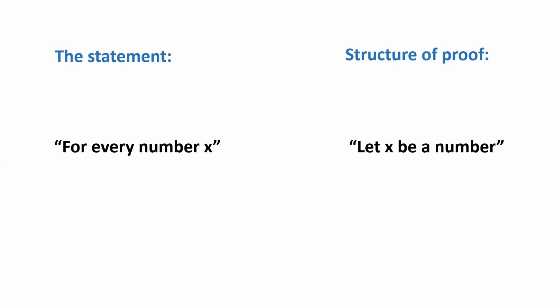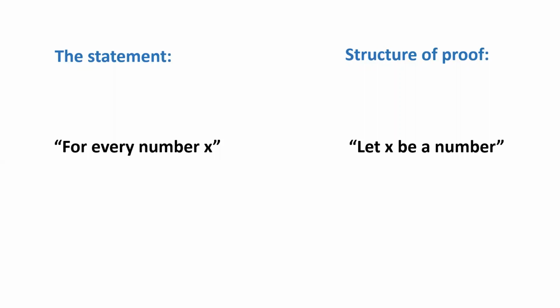Last time we saw the quantifiers "for all" and "there exists". Today we'll see how to use them in order to write down proofs. If we have a statement of the form "for every number x something holds", the structure of the proof will be: let x be a number, and then we'll show, for general x, which we did not assume anything on except of being a number, the general statement.